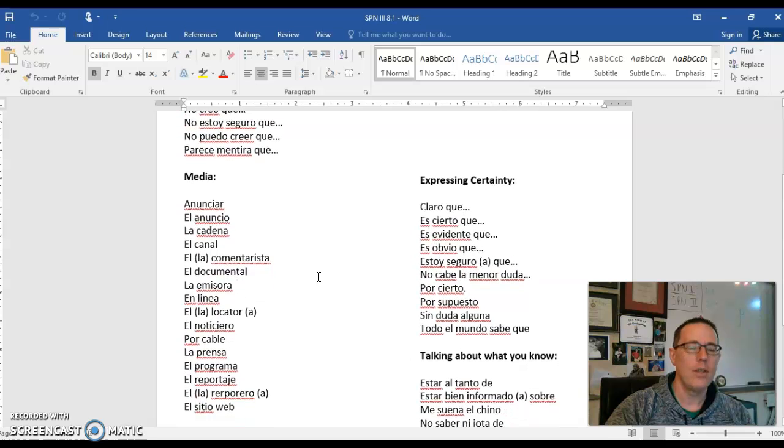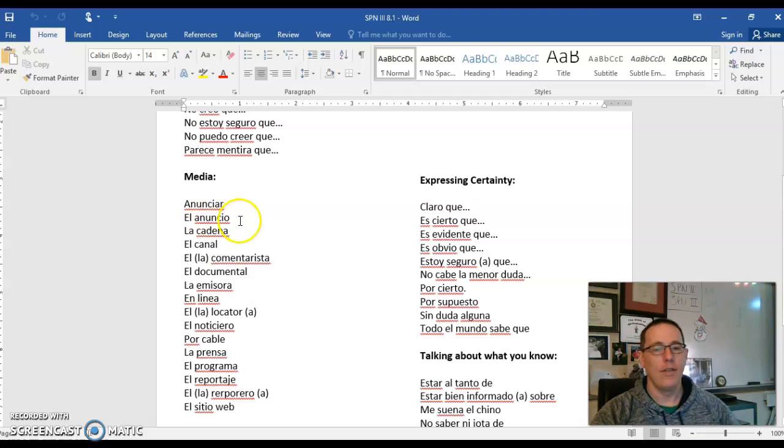A few more, and I'm sure that some of these you can kind of figure out, because this next one has to do with media, so you see a lot of words that have similarities and bearings in English, like anunciar, of course, to announce, right? There's a lot of them like that. Obviously, I want you to reference your books for definitions on these, but some of them you can just tell by looking. El anuncio, the announcer. So, like I said, there's several of these. Anyways, la cadena, el canal, la comentarista, el documental, la emisora, en línea, el locador.